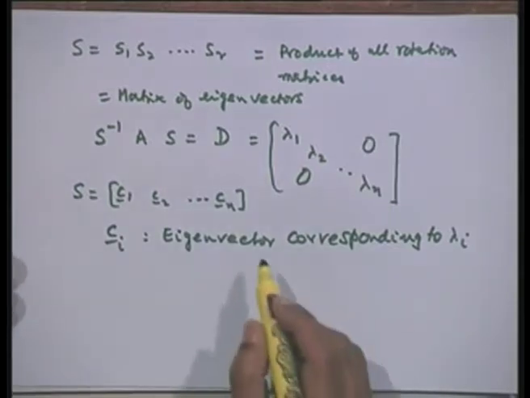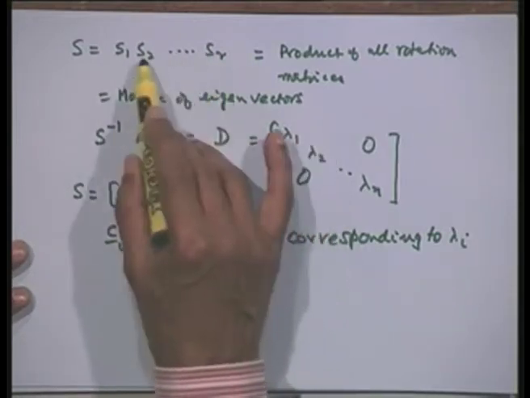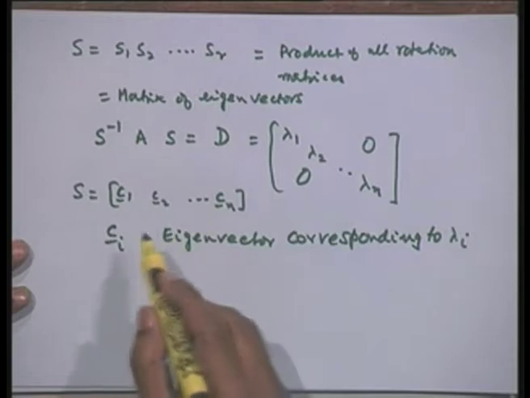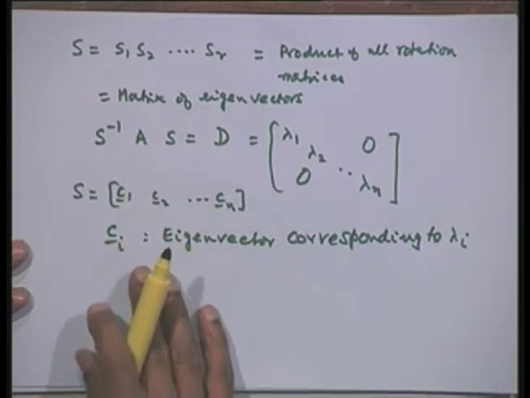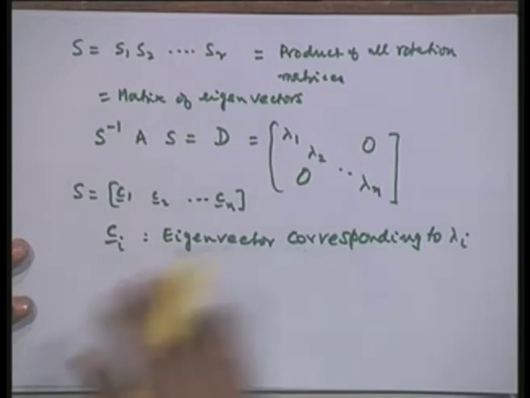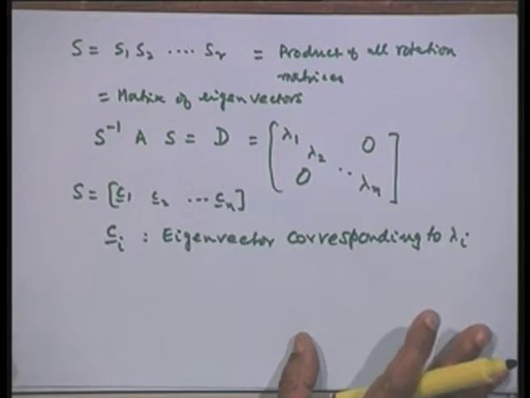Therefore, for finding the eigenvectors we do not have to do anything extra, except multiply these matrices S1, S2, SR and then take the columns as the corresponding eigenvectors. They would almost be in the required normalized form also, and we will have the eigenvectors available automatically. Let us take a simple example on this.